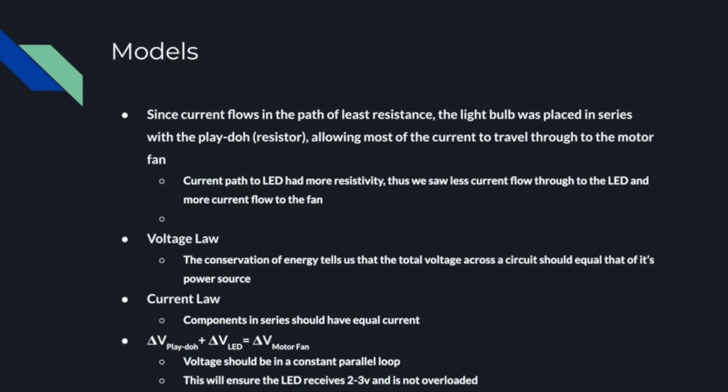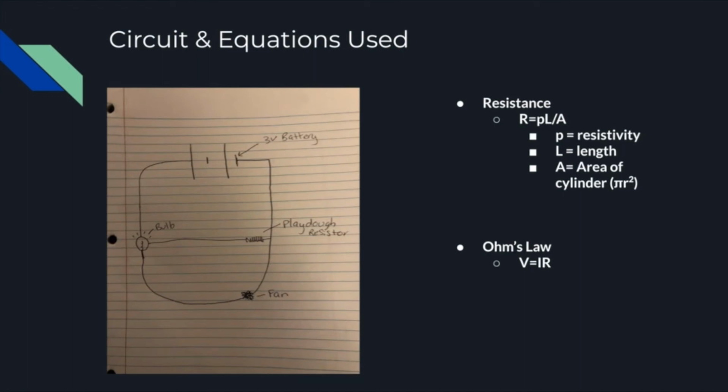And the current law tells us that components in series should have equal currents. From those laws, we were able to derive the equation that the change in voltage for Play-Doh plus the change in voltage for the LED bulb is equal to the change in voltage for the motor fan. And voltage should be constant in the parallel loop, which will ensure that the LED receives 2 to 3 volts and is not overloaded.